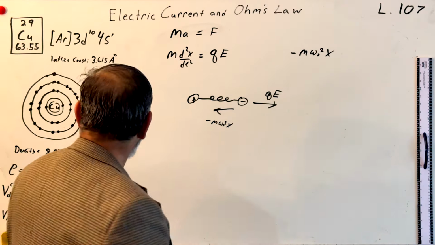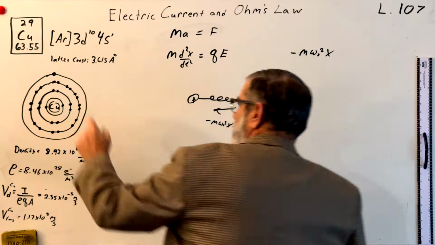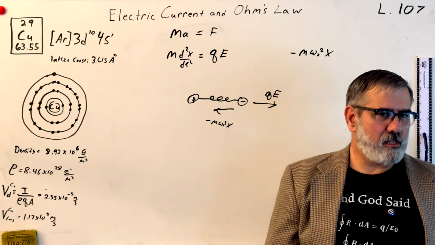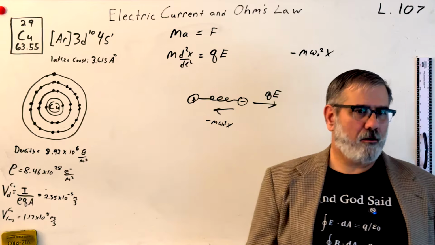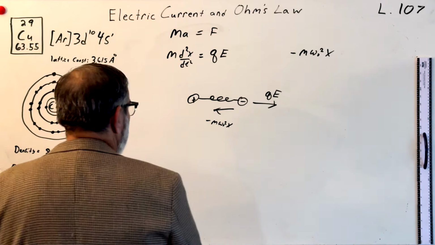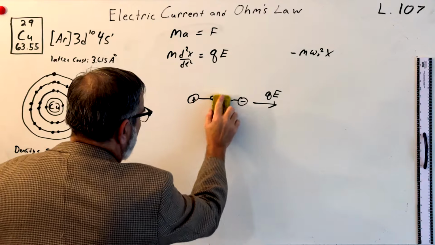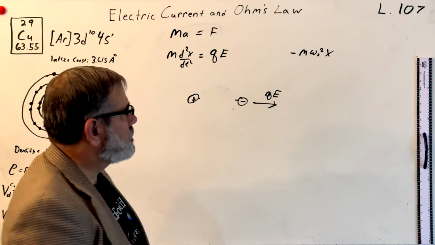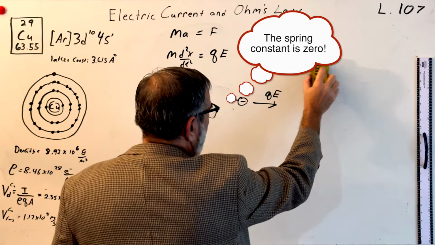But I said that we're going to assume that this free electron that we're talking about is not bound, at least not bound tightly to the copper ion core, okay? So what does that mean? That means there's no restoring force. Let's treat it as if there is no restoring force, so we're just going to say goodbye to this whole term here.